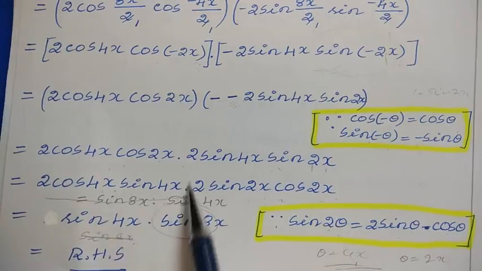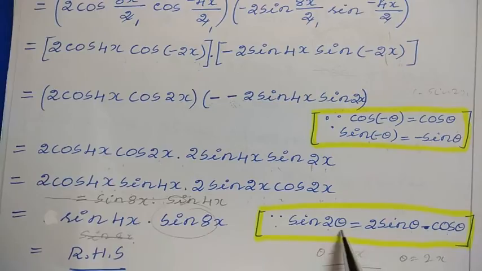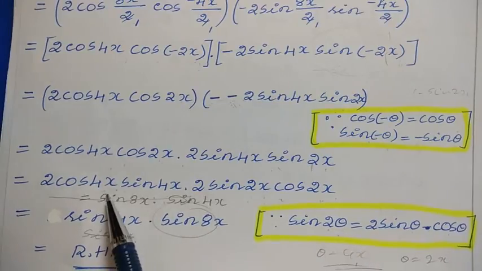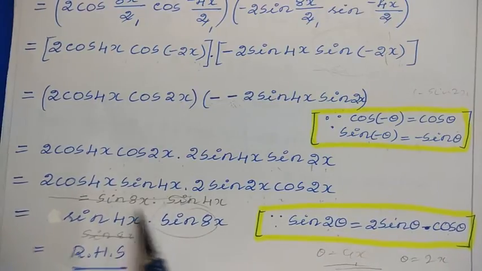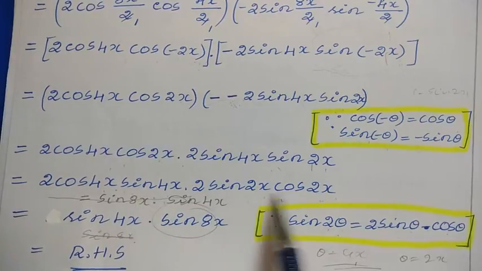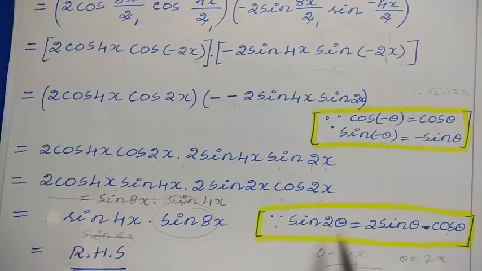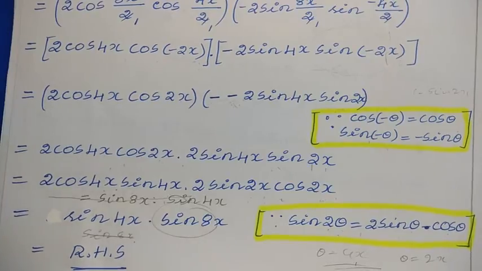Now here we have the theta value as 4x. If you have theta, that becomes 2 theta. Here theta is 4x, that means it becomes 8x. So we get sine 8x for this one. Next here we have 2x, that means it becomes 4x, so sine 4x for this one. So I have used this formula. Next, just interchange sine 4x into sine 8x. That is equal to the RHS. So this is the 13th problem.